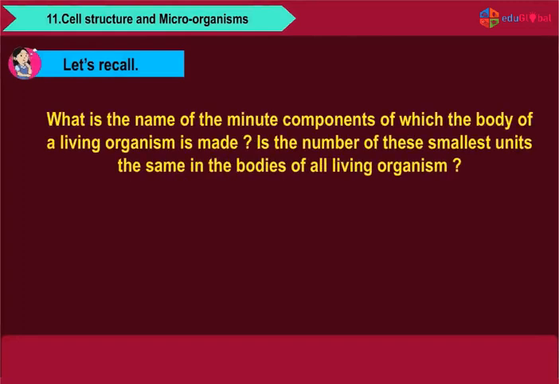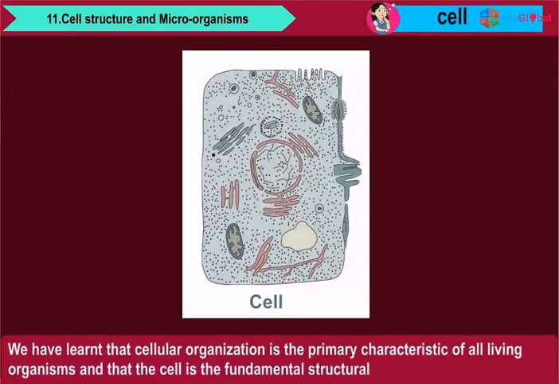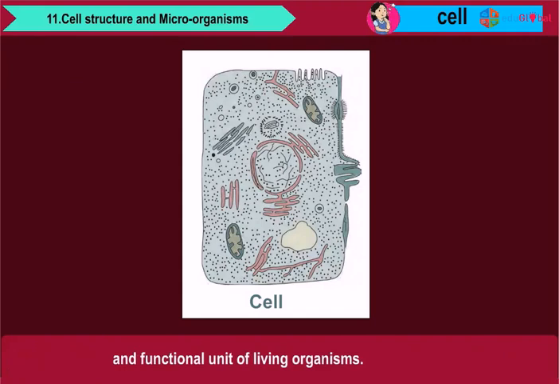Cell structure and microorganisms. Let's recall what is the name of the minute components of which the body of a living organism is made. Is the number of these smallest units the same in the bodies of all living organisms? Cell. We have learnt that cellular organization is the primary characteristic of all living organisms, and that the cell is the fundamental structural and functional unit of living organisms.